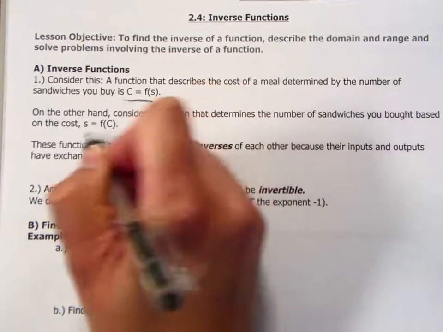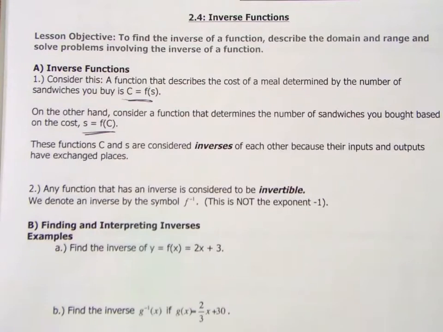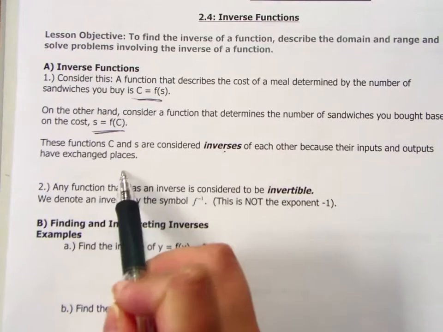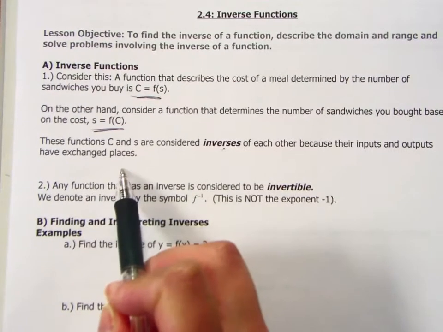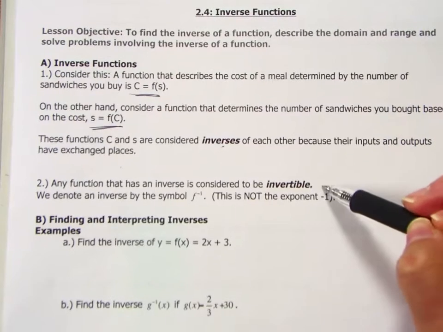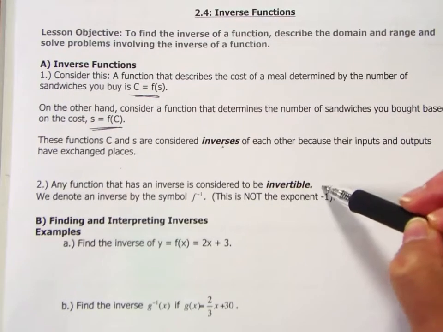So what I want you to really focus on in these two functions is the input and the output. What do you notice about the input and output of those two functions? Yeah, they're switched or they're opposite. This is what we call inverses because their inputs and outputs have exchanged places. Any function that has an inverse we say is invertible.